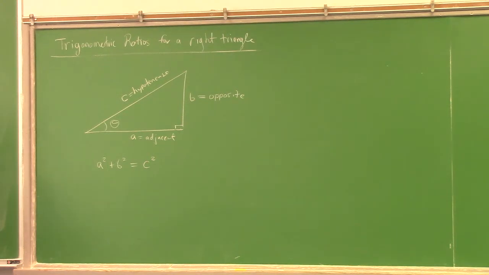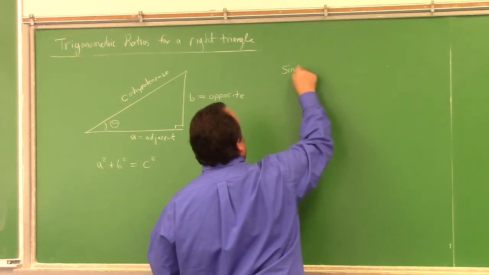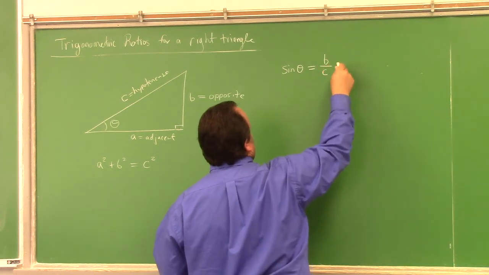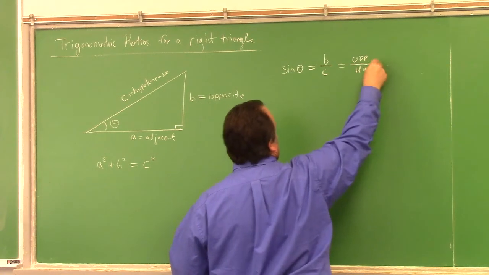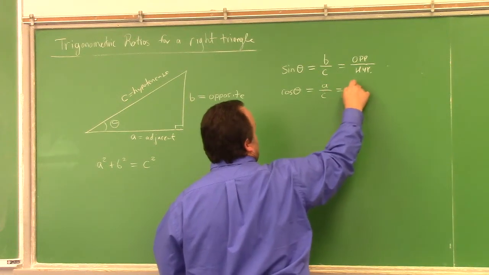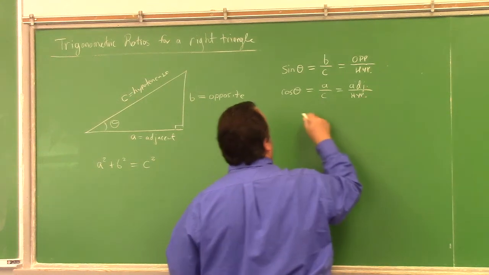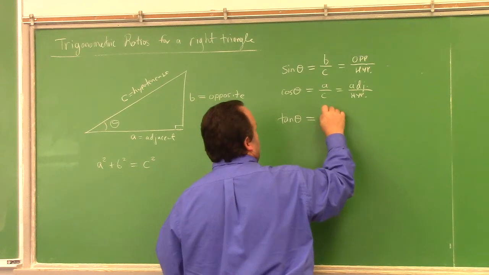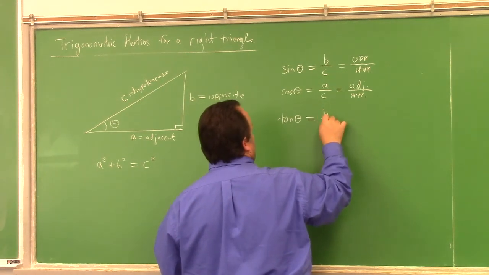What are those six trigonometric ratios? Well, I'll start with sine. Sine theta is B over C, right? It's the opposite over the hypotenuse. Cosine theta is A over C, the adjacent over the hypotenuse. Tangent theta is, well, opposite over adjacent. It's B over A.